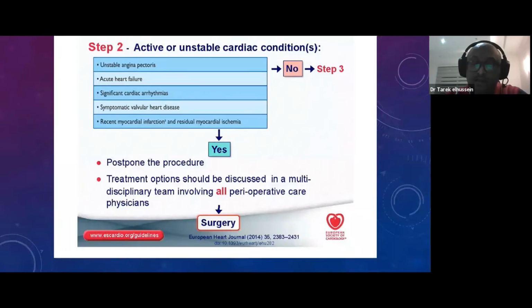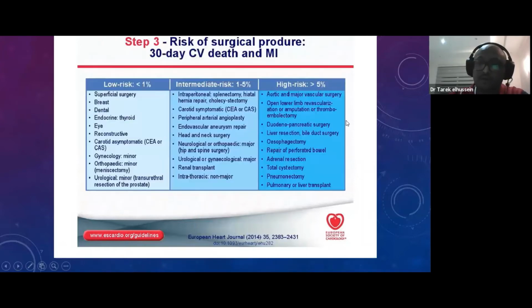Symptomatic valvular heart stenosis, and pay attention: when I say symptomatic severe mitral stenosis or aortic stenosis. What about mild or moderate aortic stenosis? What about mild mitral stenosis? What about those who are asymptomatic with aortic stenosis? Still, we consider those inactive. An MI which is remote, more than 1 year ago, in a patient who is asymptomatic and completely functional, is not considered an active cardiac condition. So any patient who has an active cardiac condition, cancel the surgery and treat accordingly. No active cardiac condition, then I move to step number 3.